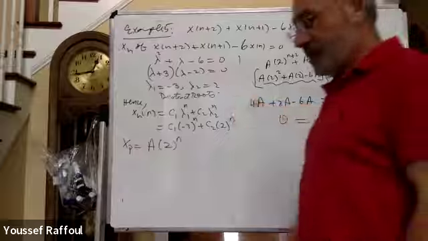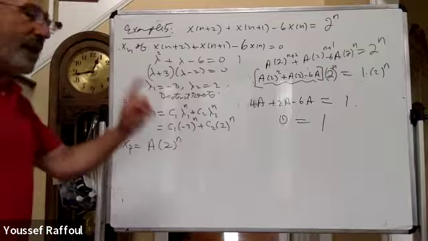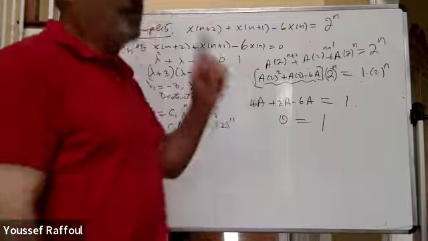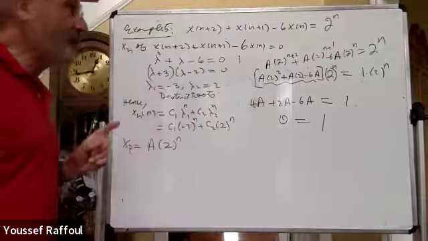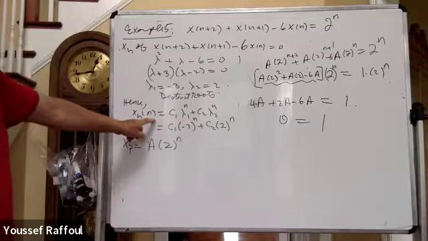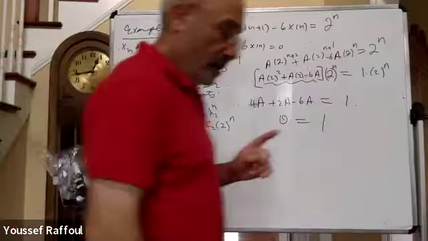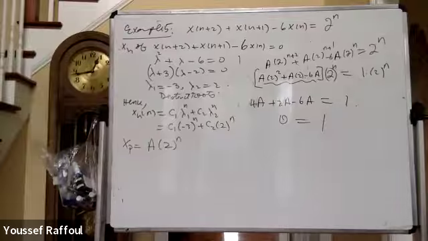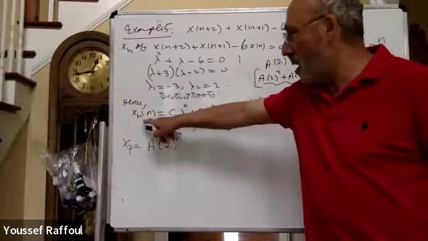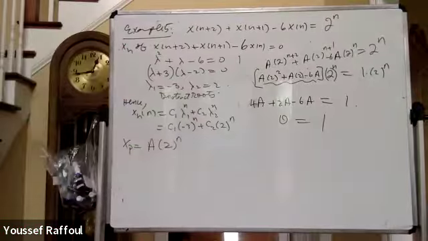I said x_p depends on the type of the function f. Well, that was not 100% correct. So x_p depends on the type of the function f, provided no term in f is present in x_h, correct? Provided no term in f(n) is present or is a part of x_h. If so, then what we have been doing is not right.